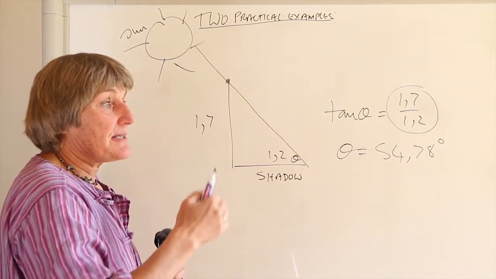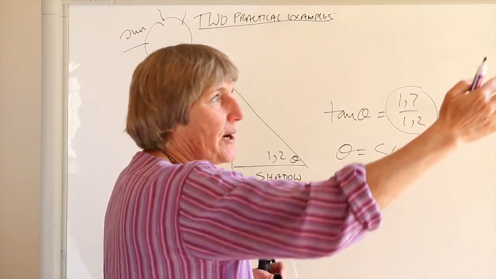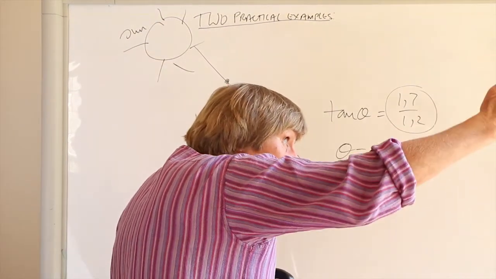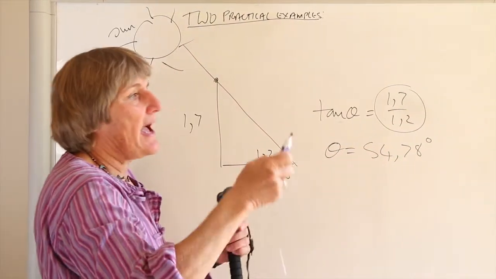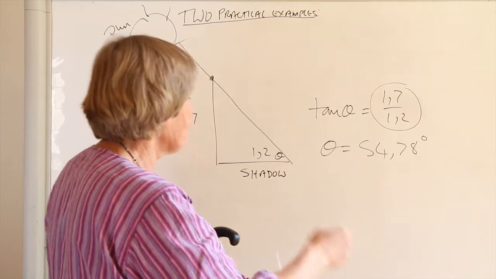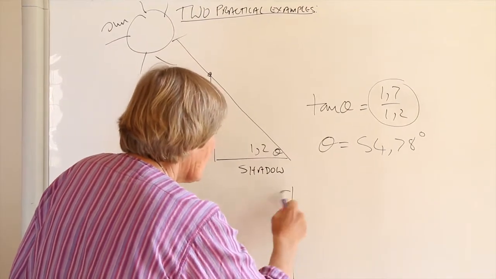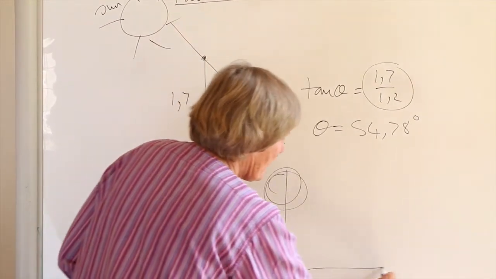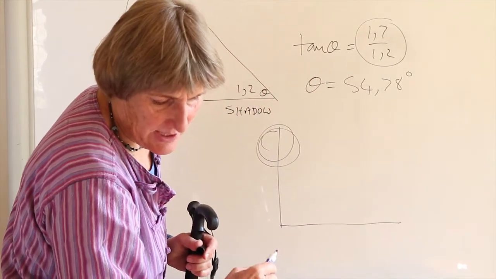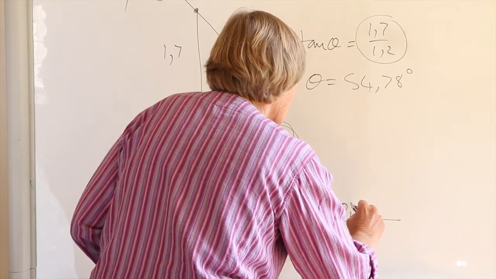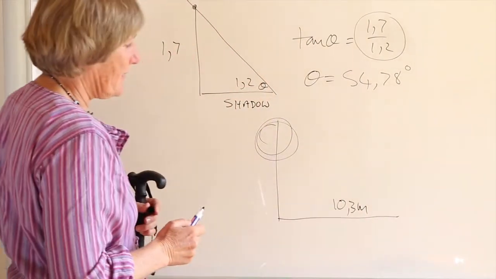Now, say just after that, you go in, there's a lovely acorn tree. I can see through the window there is a lovely acorn tree in this beautiful garden. And you measure the shadow. Okay, so there is the acorn tree, and now you measure the shadow. Say the shadow is 10.3 meters. Alright?